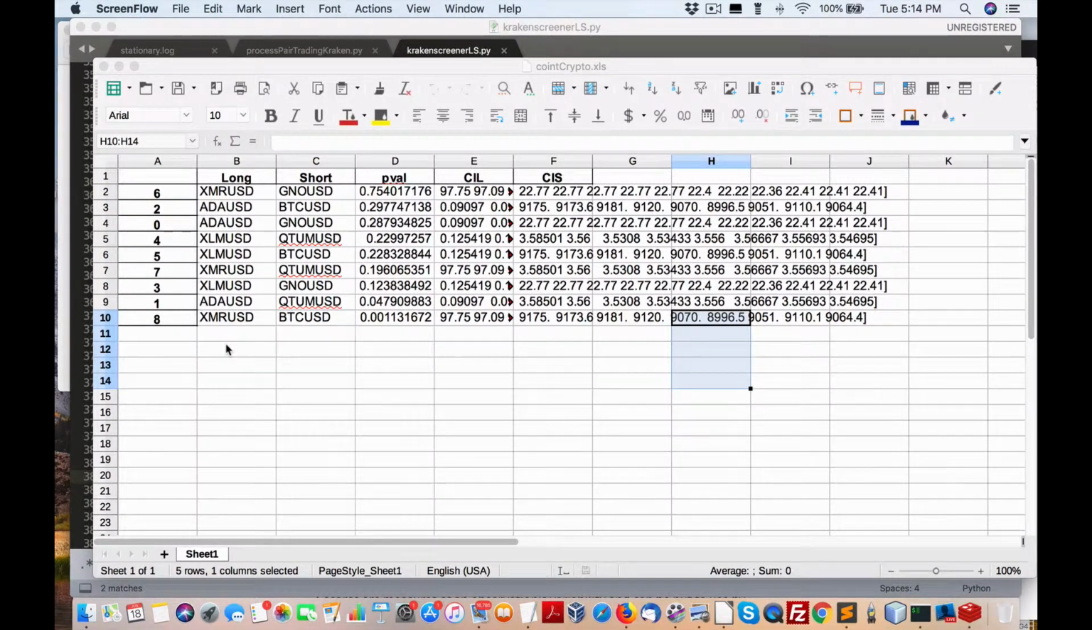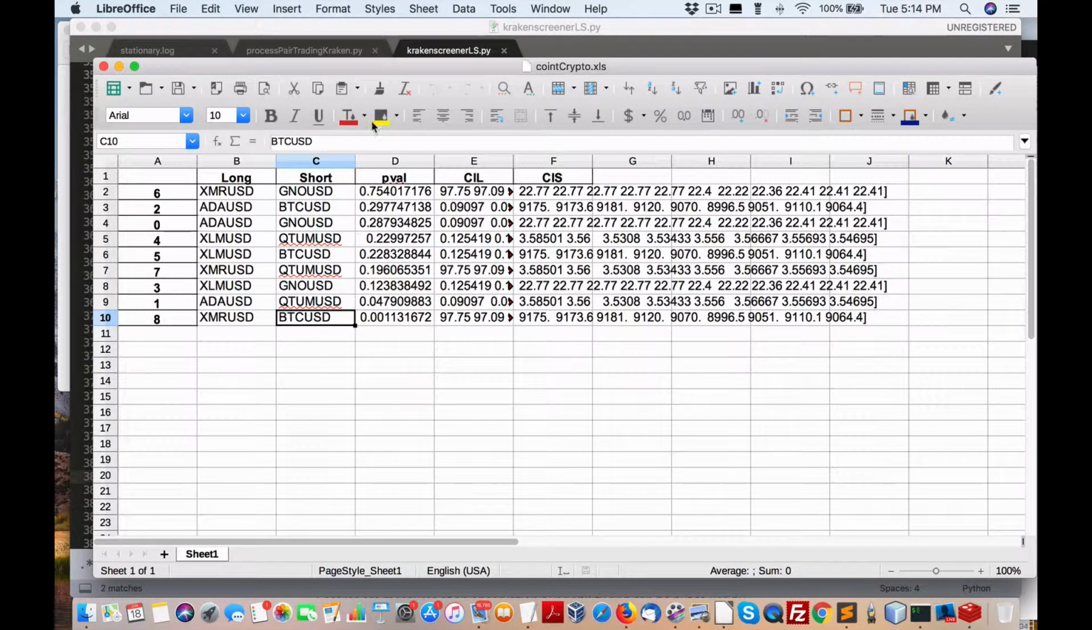Just want to talk about paired trading and how it works. This is a simple co-integration crypto spreadsheet. Basically, to get to this level where I list out longs and shorts where they're cross-referencing each other.